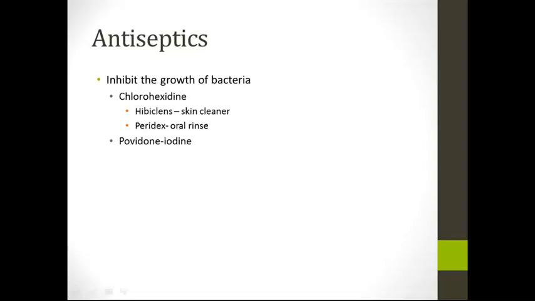Peridex is an oral rinse that is oftentimes used for gingivitis. And then we have povidone iodine, which is used to cleanse the skin in surgical procedures or minor surgeries.